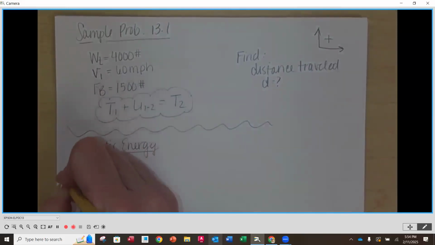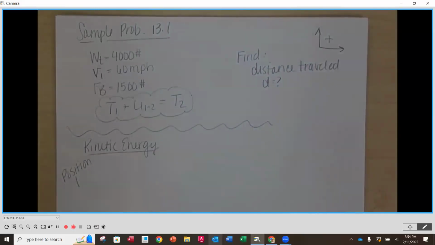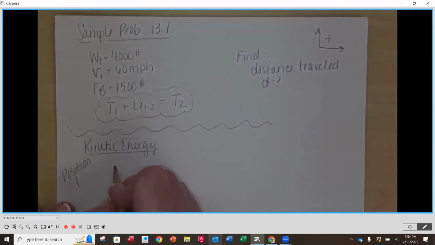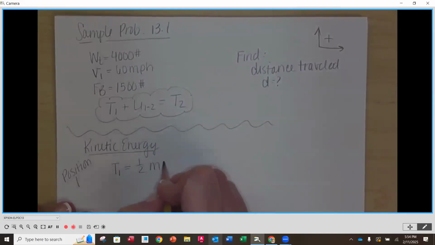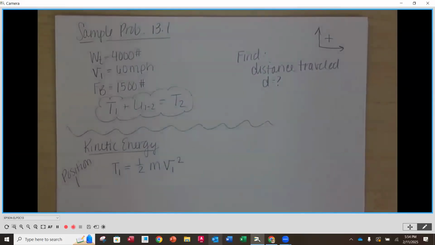And this is going to be for position 1. And that's going to be when we start braking. So we can say T1 is equal to 1/2 mv1 squared.